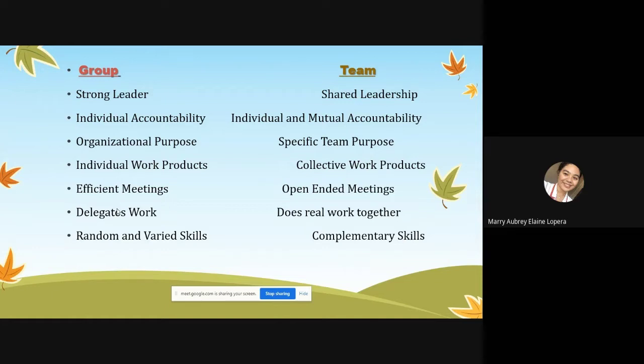So in summary, a group is a collection of individuals who coordinate their efforts, while a team is a group of people who have a common purpose. In order to improve working relationships, it's important to understand the differences between the two to encourage healthy working dynamics in an organization.